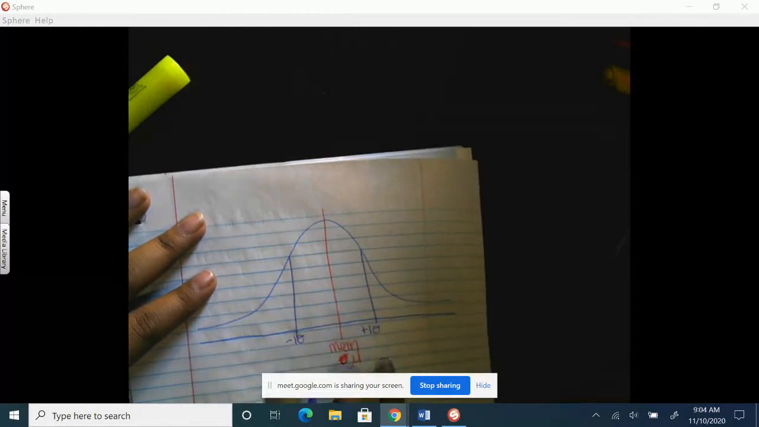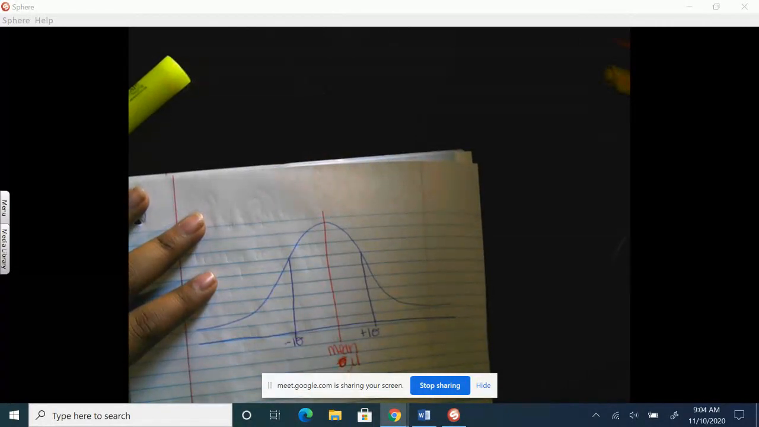So here, going from the mean, if we add one standard deviation, we end up here. Since it's to the right, it's adding. To the left, if we subtract one standard deviation, we end up here. What this tells you is where most of your data lies.